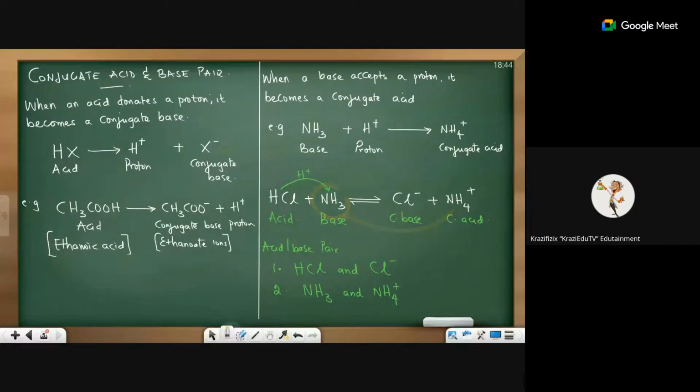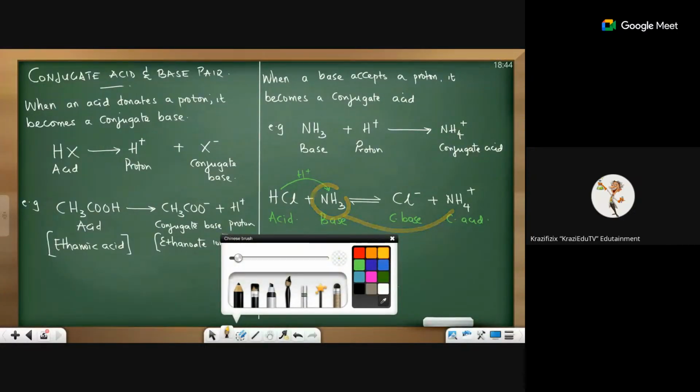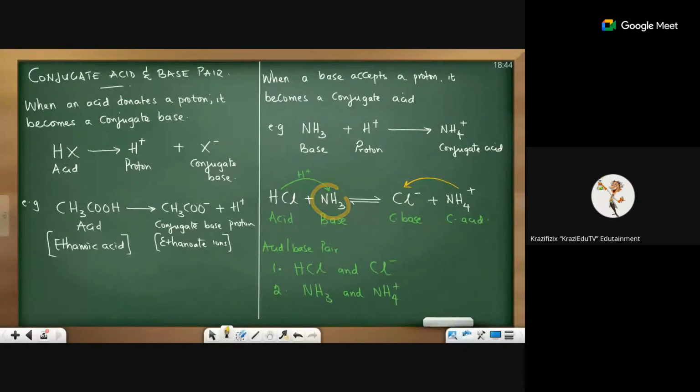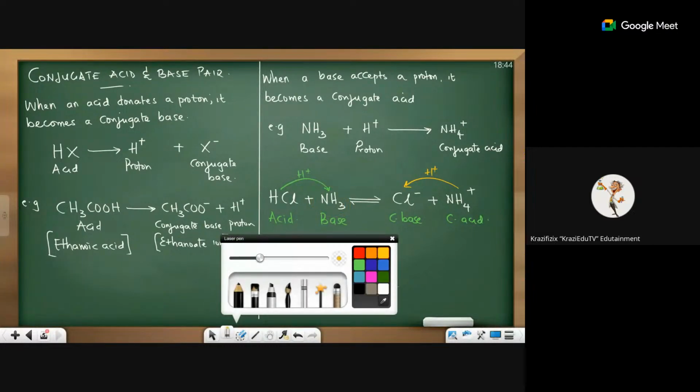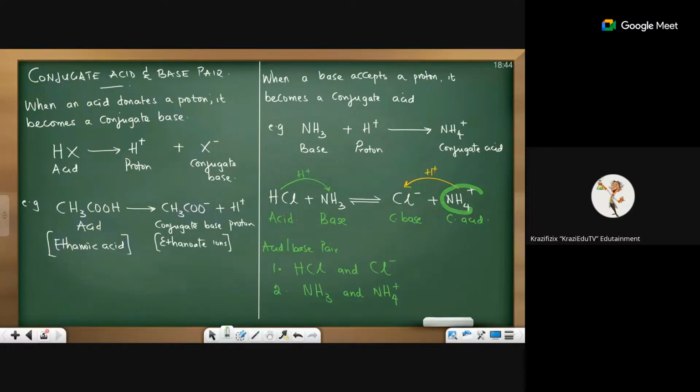Oh, so if I was going back, do you notice that? Beautiful. Which one donates? An acid. So this guy is an acid because it donated that, right? And became what? NH3. So when an acid donates, it becomes a conjugate what? Base. This guy received, so it's a base. When a base receives, it becomes a conjugate acid. So you see, acid base still works.